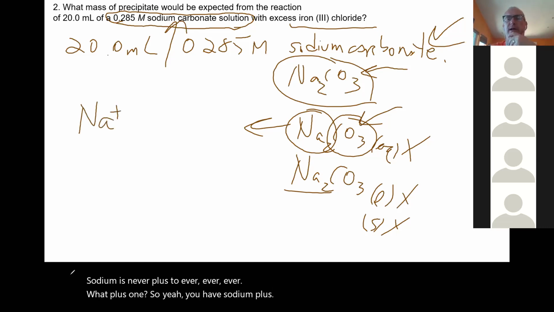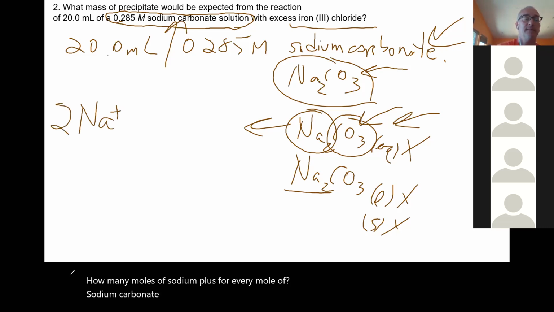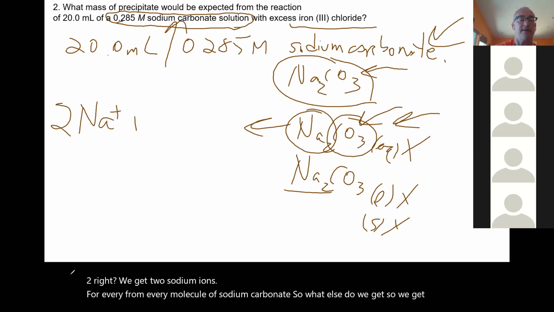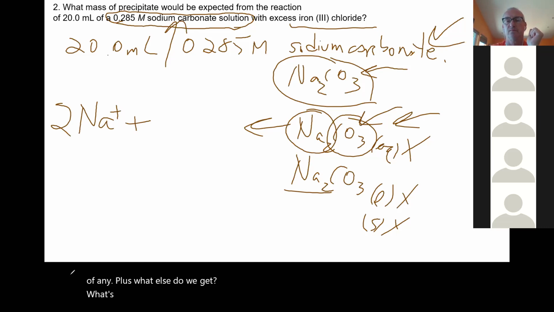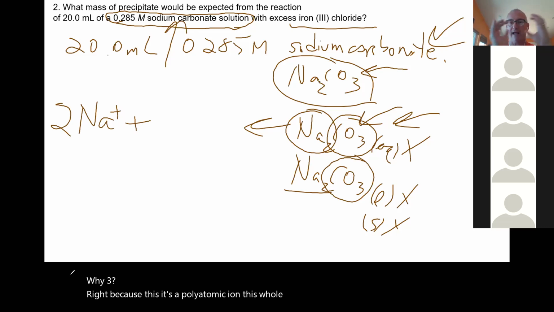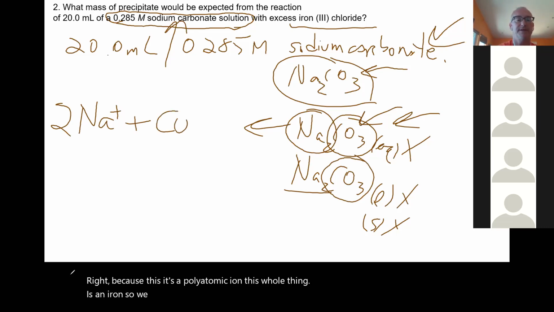How many moles of sodium plus for every mole of sodium carbonate? 2, right. We get 2 sodium ions from every molecule of sodium carbonate. So we get 2 moles of Na+, and what else do we get? What's left? 1 mole of carbonate, right, because it's a polyatomic ion. This whole thing is an ion. So we get 1 mole of CO3. And what's the charge on CO3?